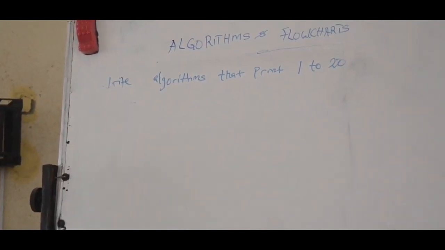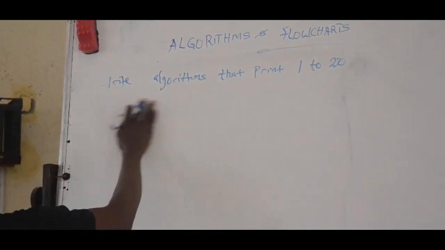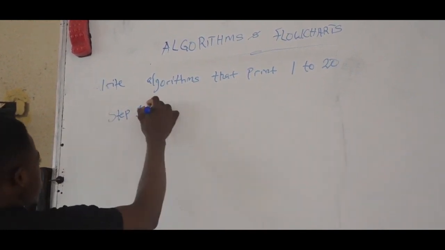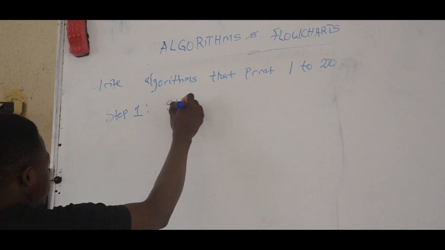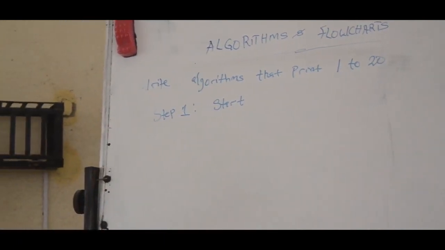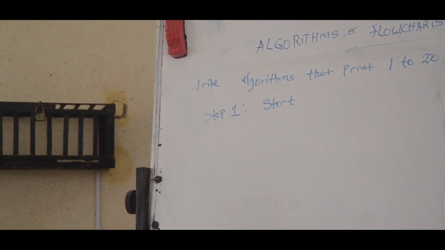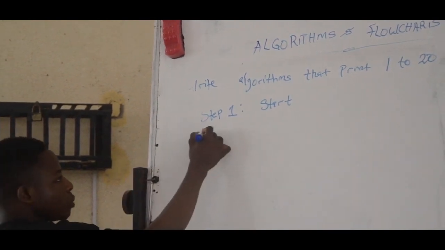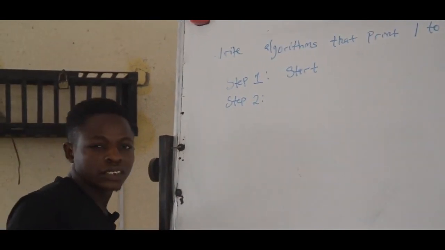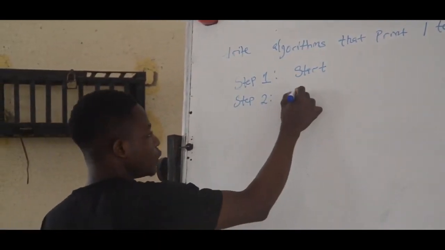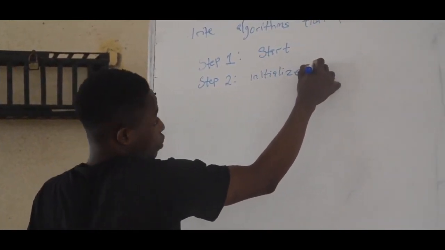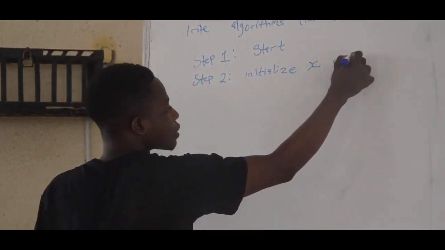So what will be our first step? As you know, the set of steps. So we have to say step 1. What's the step 1? Step 1 is always start. So now, when you start, the next thing is step 2. What are you going to do in step 2? Step 2, initialize. You can say your X or anything, X as 0.